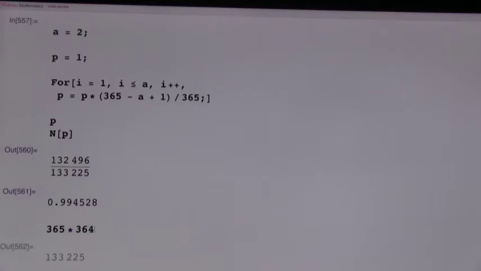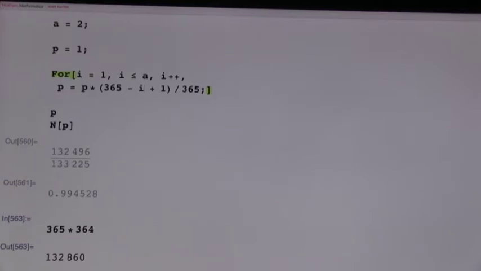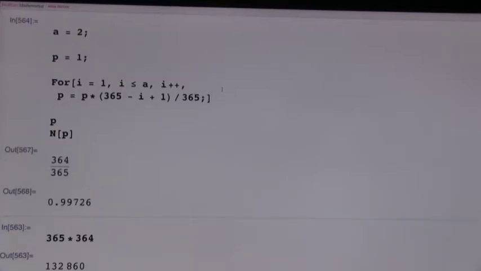365 times 364 is 132860. Oh, look what I did. It's a small little programming mistake. a isn't the variable. i is the variable. Ah, there we go. So I multiplied, this must be 364 times 364, right? So tiny little mistake. So we got 364 over 365. Okay, so that's for a equals 2.